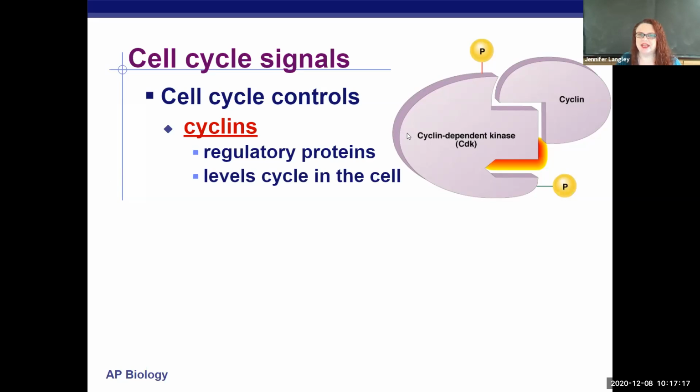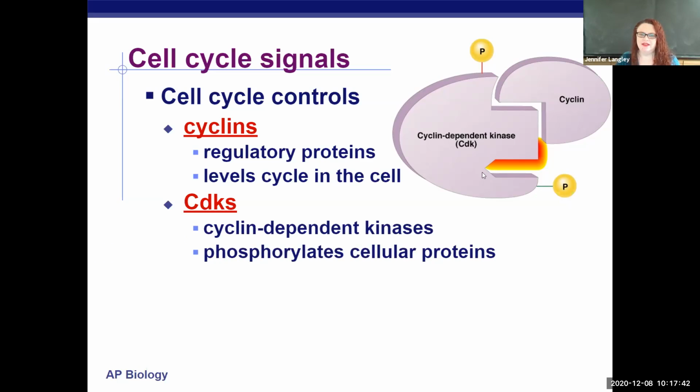And the levels will actually cycle within the cell. They go up, they go down. How much cyclin is there, how much is produced, how much is broken down, it will fluctuate. And then we have our CDKs, cyclin-dependent kinase. So this is a kinase, an enzyme that depends on cyclin being present. So we have to have cyclin for it to do its job. These phosphorylate cellular proteins. It activates or inactivates the protein. So when this is here, this can tell the phosphates to be added or removed to other proteins within the cell.